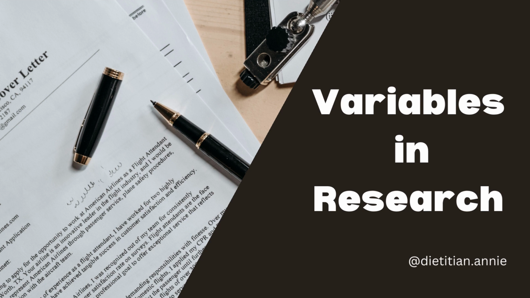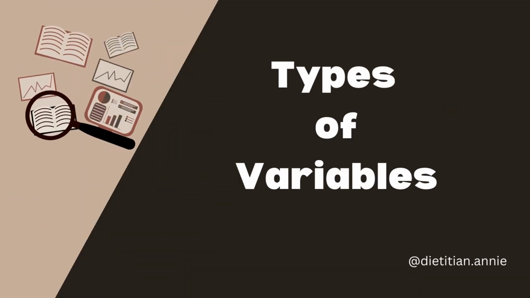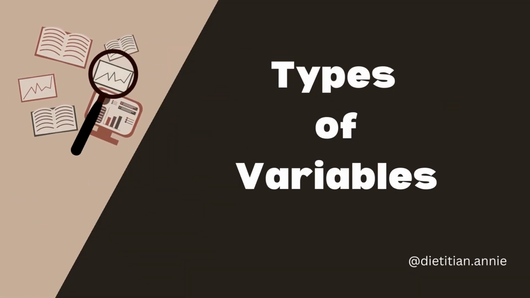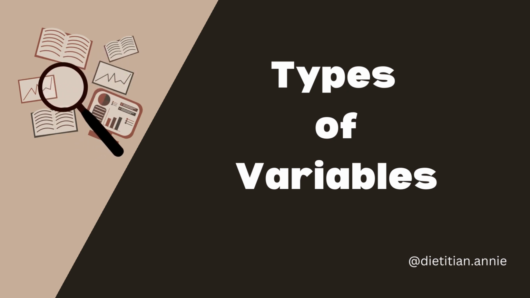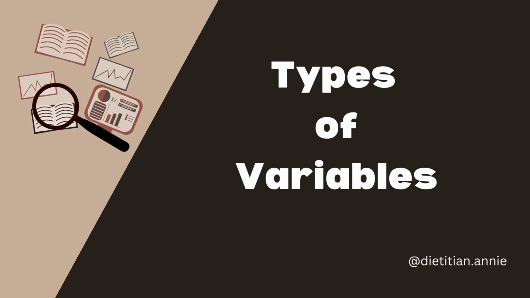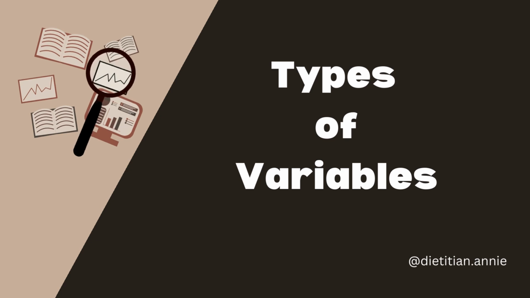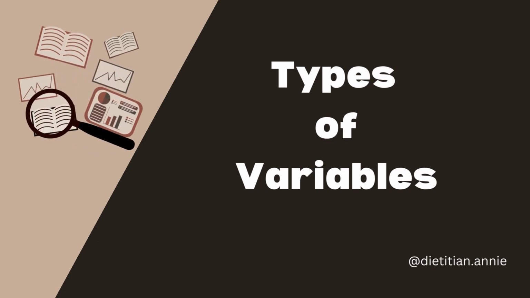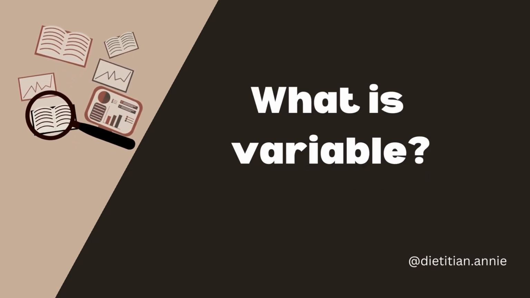I am your dietitian Annie, and today we will discuss different topics related to research. Today, we will be discussing types of variables in scientific research. Variables are one of the most important aspects of research as they help to define the research problem and establish relationships between different aspects of the study.